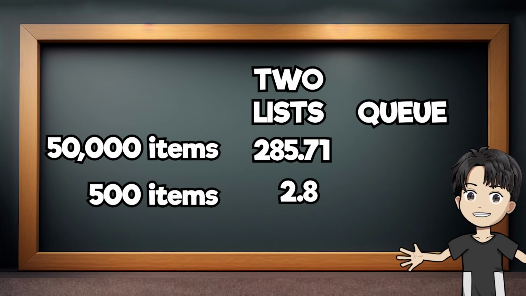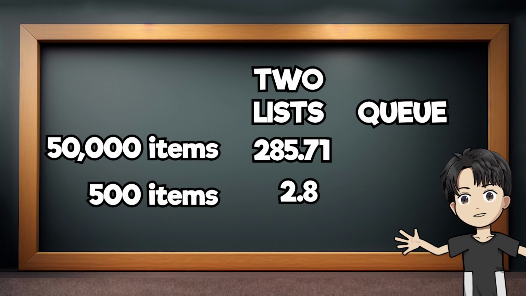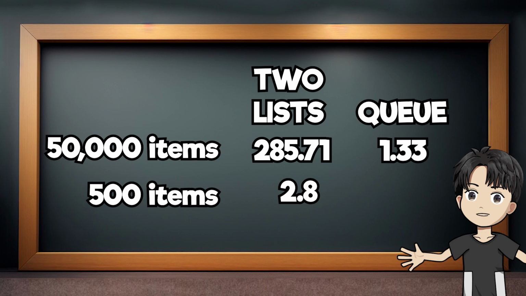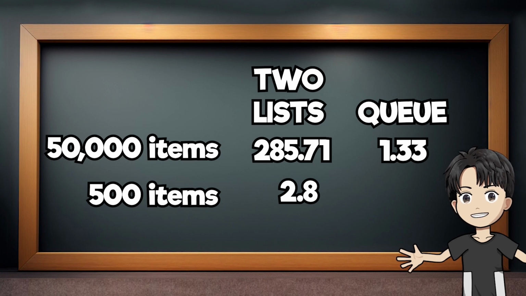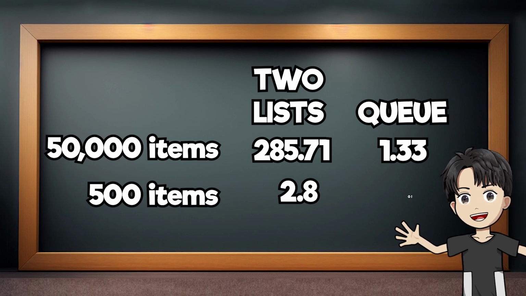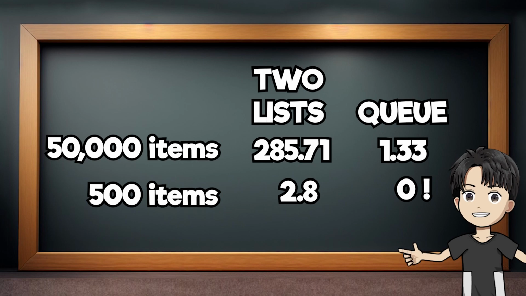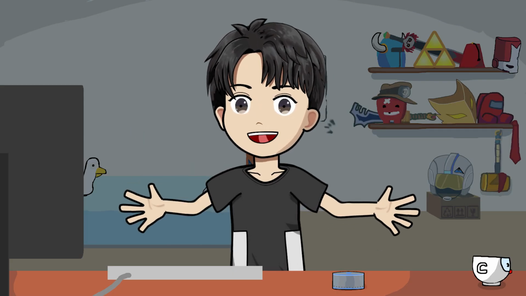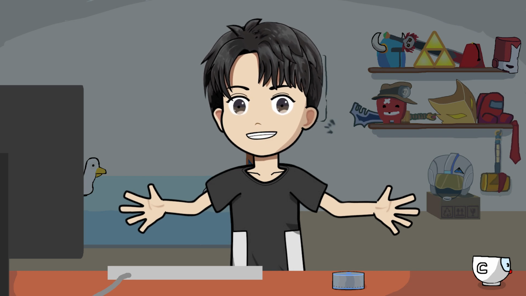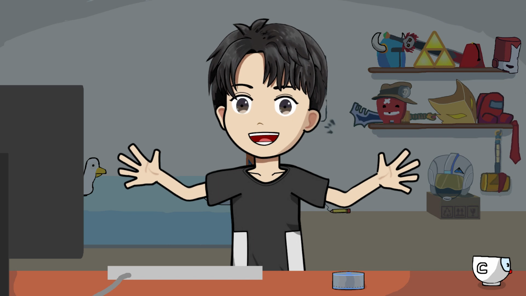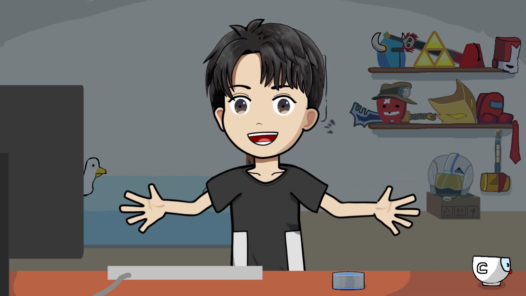Now let's see what a queue and a list will do. 50,000 items created and recycled over 100 times gave an average of 1.33 milliseconds. That's less than half the lowest number from 2 lists. And then I tested 500 items, same as 2 lists, and recycle over 100 times. I got 0 milliseconds on average. Yes, 0. So it was practically free. As you can see, using 1 list and 1 queue was extremely fast. So it makes more sense to use 1 list and 1 queue or 1 list and 1 stack. Stack will give you the same number as a queue since both behave the same way.